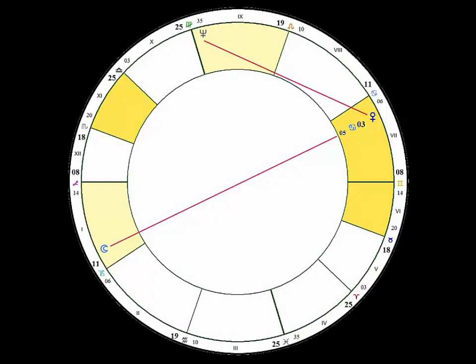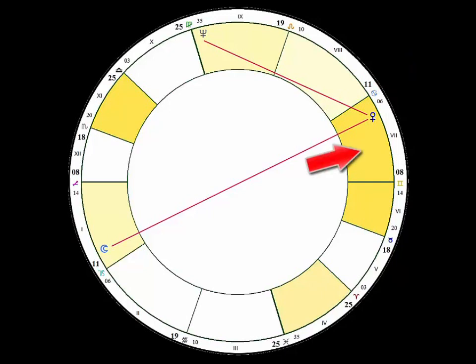By aspecting Venus, Venus has now also influence over the house in which Neptune is located, which is the 9th house, and also over the house where the Moon is located, which is the 1st house. Now, Neptune also rules Pisces, and the Moon rules Cancer. So you see that Venus is making its influence felt all over the chart.